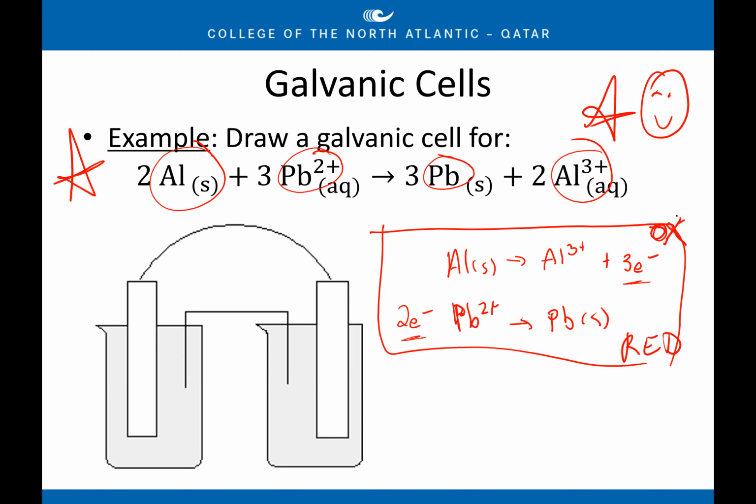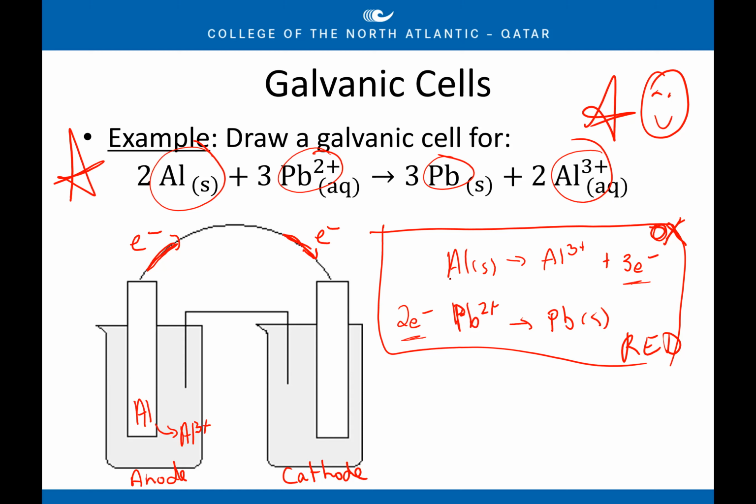I'm going to put my anode on my left, that's how we typically do it. Hint, hint: cathode on the right. And I'm just going to write what happens. First things first, for 1 mark, electrons go from anode to cathode. Second mark, I know that my aluminum is being turned into aluminum 3+.